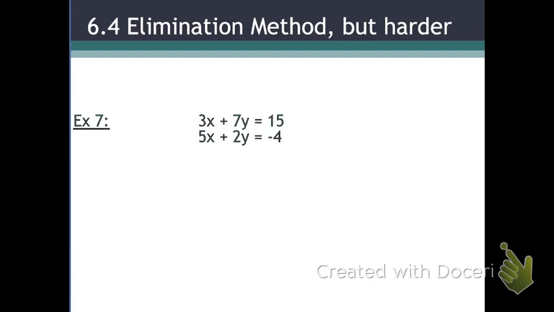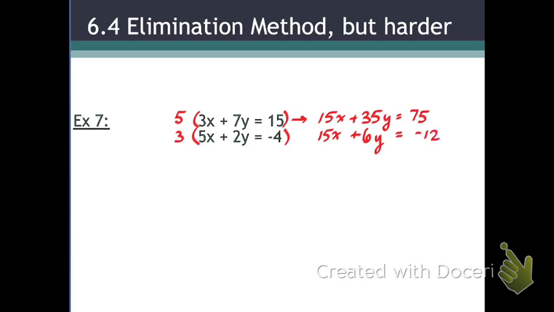So what I'm going to do to set this up for elimination is take my entire first equation times 5 and my entire second equation times 3. This will set me up for elimination because my first equation is going to turn into 15x plus 35y equals 75. My second equation is going to turn into 15x plus 6y equals negative 12. Now you can see that I'm all set up to eliminate. So this is a scenario where we might have to do kind of one extra step in our setup to make sure we're good to go.